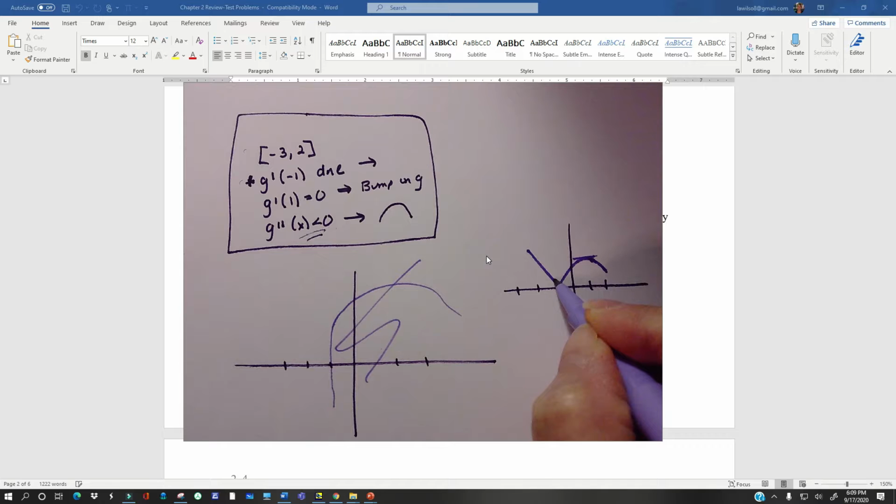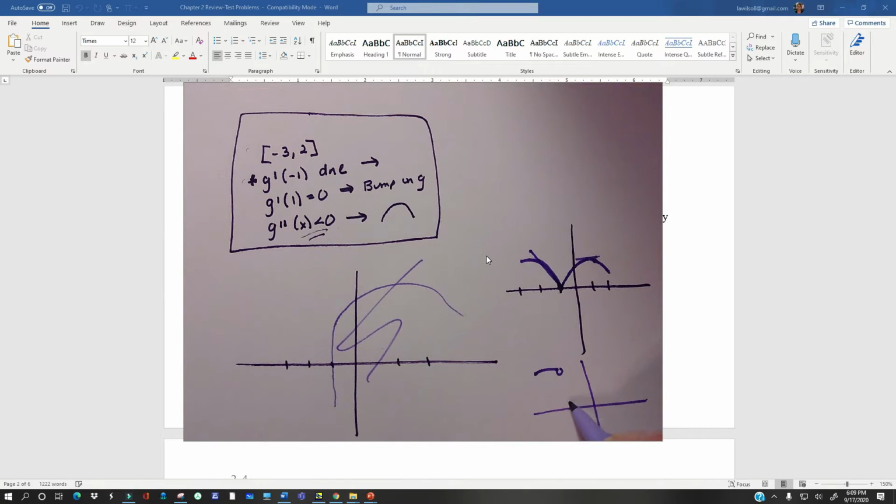So maybe my graph would look more like this. Maybe it's concave down and I have this very sharp corner where the derivative doesn't exist, which means the second derivative wouldn't exist. It could look like that. We'll call this -1 here. It could look something like this. 1, 2.